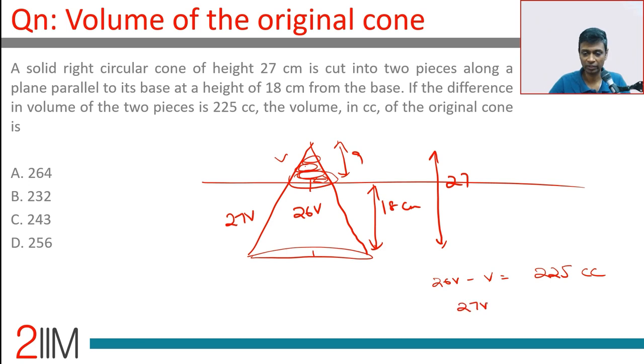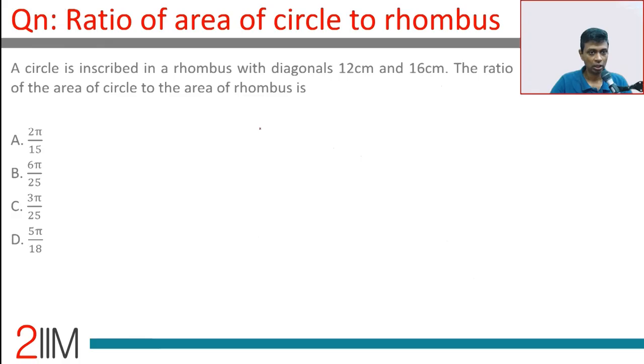What is that? 25V is 225. What is 27V? This is 9. V is 9. 27 into 9, the power of 3, 243. A circle is inscribed in a rhombus with diagonals 12 and 16.